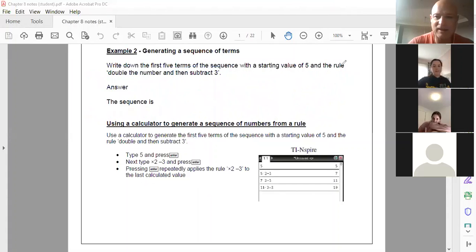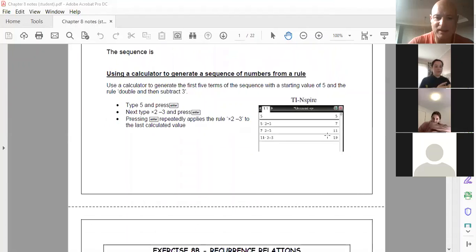Right, now doing it on our calculator. Okay, have your calculator handy, please. Just like we did before. Look at this one here. It says use your calculator to generate the first 5 terms of the sequence starting at 5 and then using the rule double and then subtract 3.